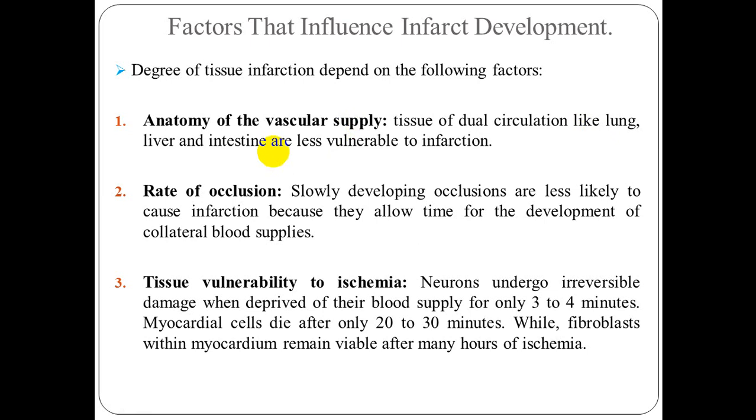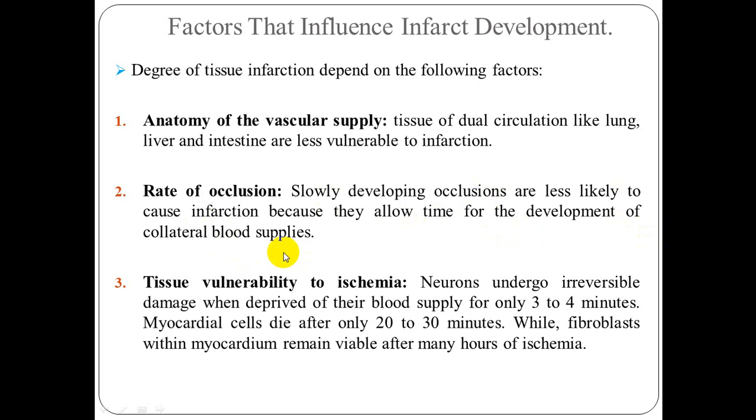Second, rate of occlusion. The slowly developing occlusions, and we also explained this previously, when we have collateral circulation, there will be minimization of the area of obstruction. When does this development of the collateral blood supplies happen? Slowly developing occlusions are less likely to cause infarction because they allow time for development of collateral blood supply.